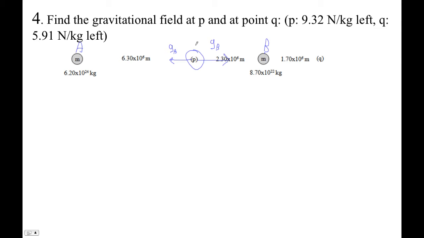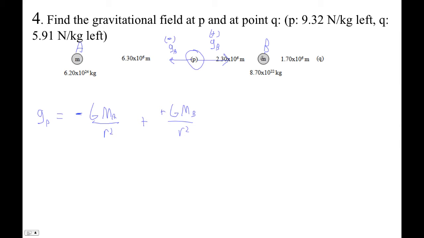I'm going to make this guy positive and this guy negative. So ultimately the G at P is going to be the opposite of G_A, plus positive G_B. On linear arrays, you're just simply adding or subtracting. The first thing I do is decide which way these fields point.